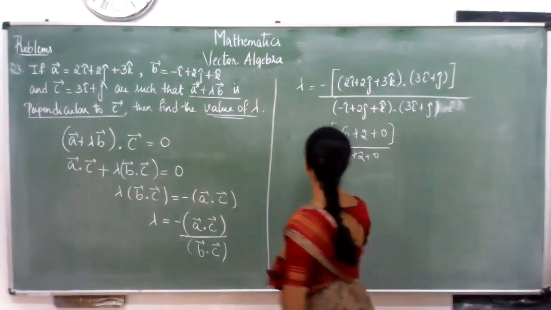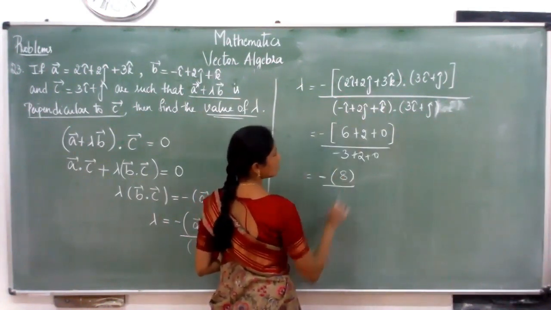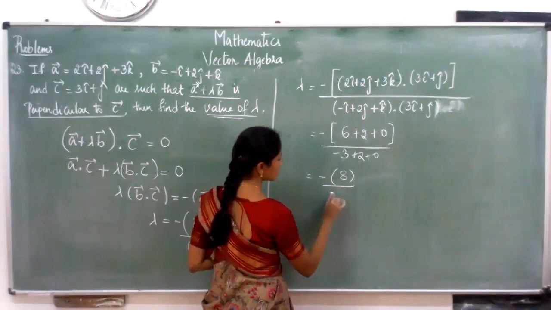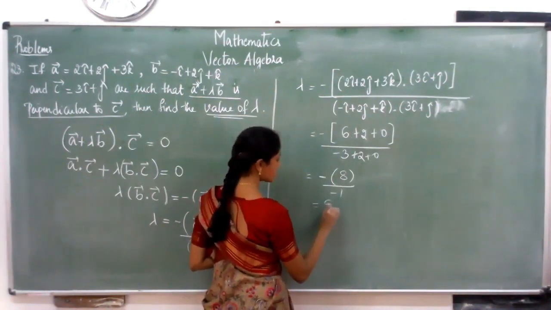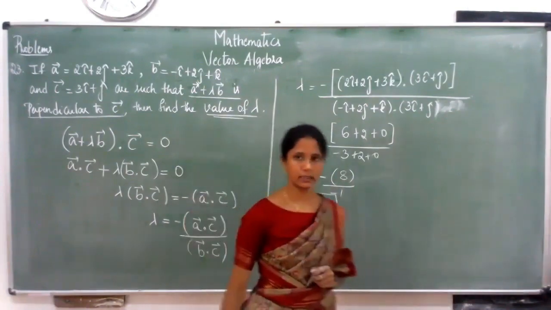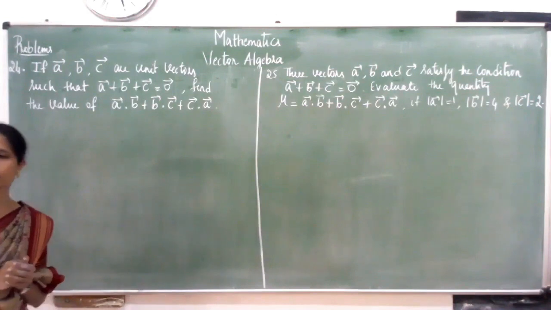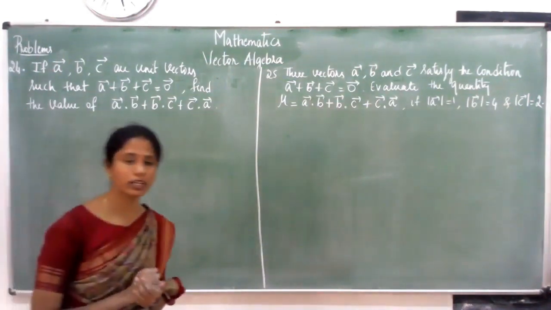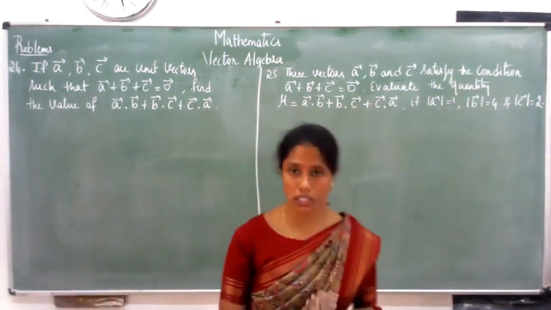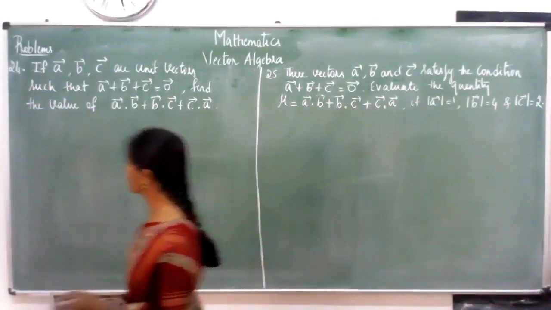Okay, so simplifying, this is equal to minus of 6 plus 2, it is 8, whole divided by minus 3 plus 2, it is minus 1. So the value of lambda is equal to 8. Next problem. So before starting the next problem, the last problem which we have discussed is also important, and the problems which we are going to discuss are also important. So make an important note in your book.